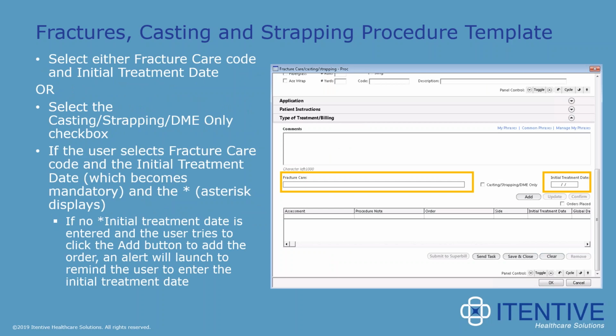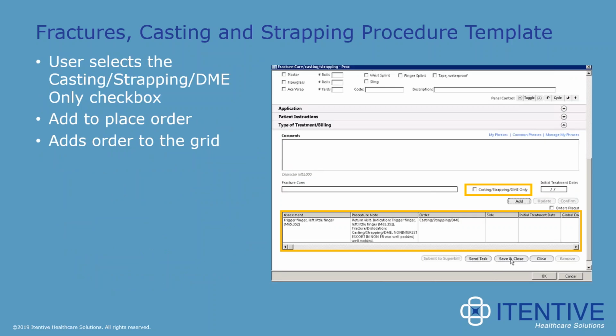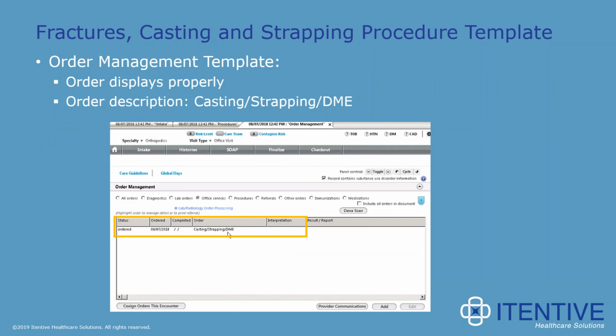And then once again, you just select either the fracture care code or initial treatment date, select the casting, strapping, DME only checkbox, or select the fracture care code, and then it will launch the alert, just giving you the samples of those. And adds the order to the grid. And then the order management displays properly, and the description is now casting, strapping, DME.